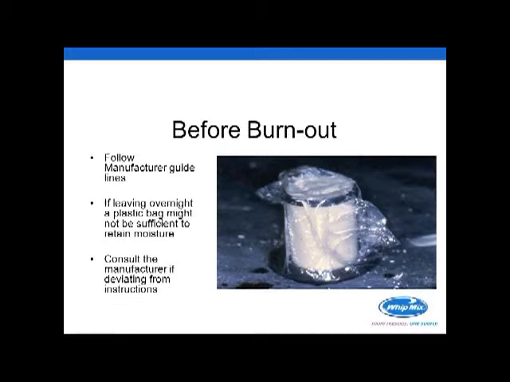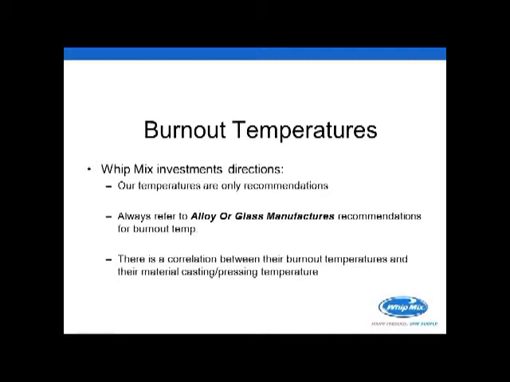You want to consult your manufacturer if you're deviating from the instructions of the burnout. Make sure, especially for those of you who burn overnight or wait till the next day, that you get some good counsel and don't run into issues and problems. Now, Whipmix will give you recommended burnout temperatures. But burnout temperatures really are a joint venture with the alloy or glass manufacturer. We need to get to the temperature that their material responds to best. So you need to check with your glass or your alloy manufacturer for each of the products that you're using to see what burnout temperature, what hold temperature they would like you to use. There is that correlation. So make sure that you don't just rely on your investment manufacturer for that information. You need to correlate the two.